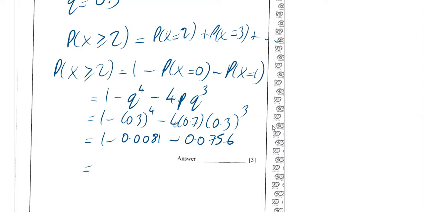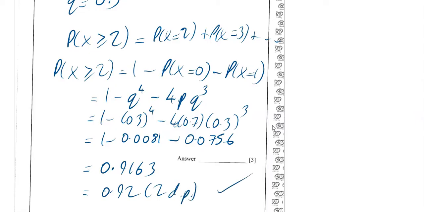And then if we do that one out, bear with me here, 1 minus 0.0081 minus 0.0756, and that works out to be 0.9163. So to 2 decimal places it is 0.92.